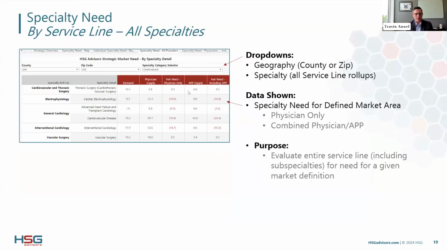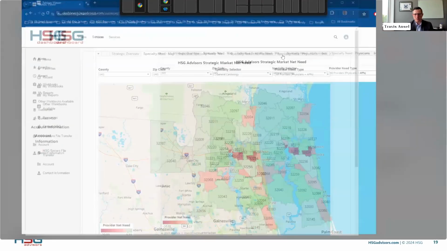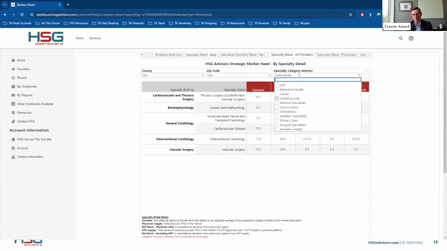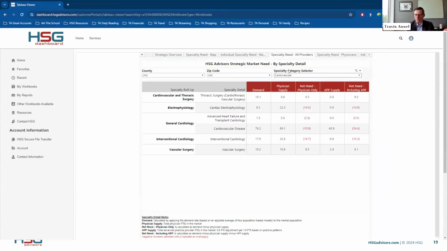Separately, we have a table that's called service line or specialty need all providers. This same thing allows us, if we desire, to look at a particular geography down to the zip code level, and then to pick a given service line. We have our own service line roll-ups for each specialty, to bring everything up a level. So if I'm a cardiovascular service line director or a cancer service line director or orthopedics, to the extent that a specialty is commonly groupable into a service line, we've rolled up everything into a service line.